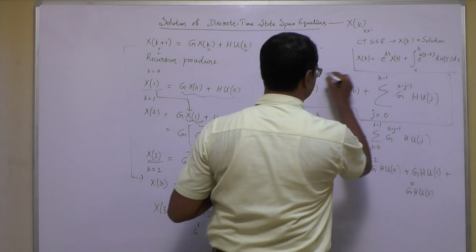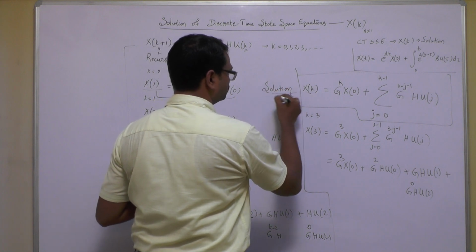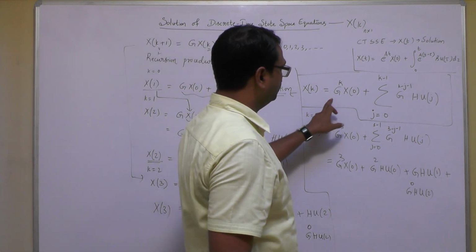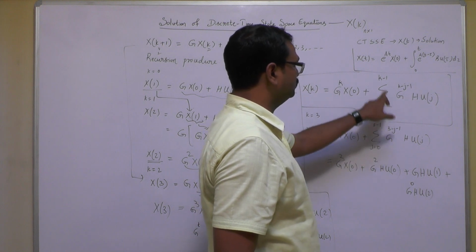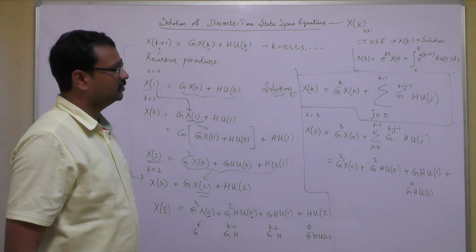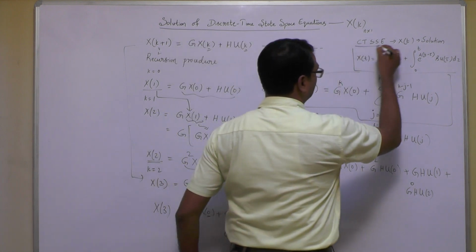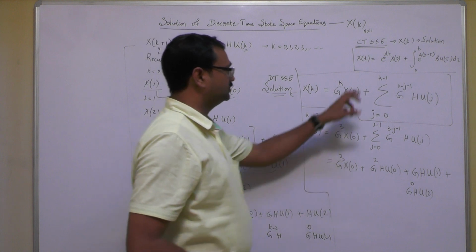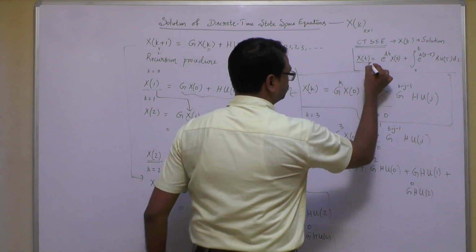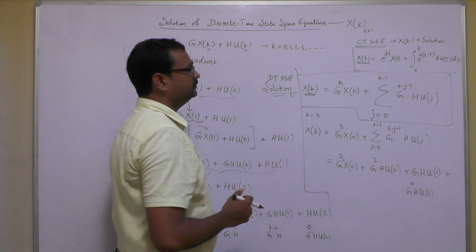You can say this equation is the solution for the discrete time state space equation: x of k is equal to g power k x of 0 plus sigma j is 0 to k minus 1 g power k minus j minus 1 h into u of j. Now you can see this is for the discrete time state space equation and this is for the continuous time state space equation. These two equations can be compared, and you can see that x of t is the solution in the time domain, x of k is the solution in the discrete time domain, right?